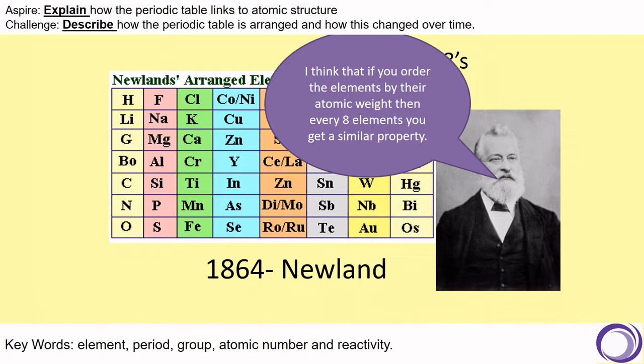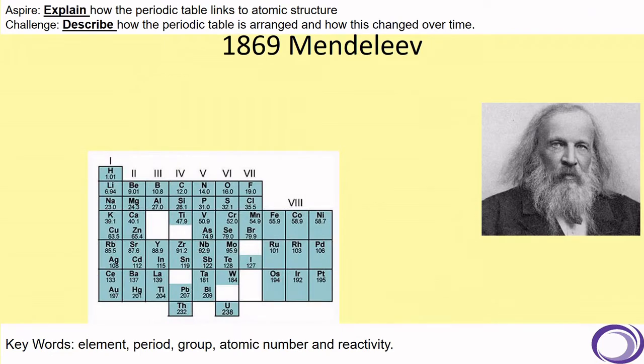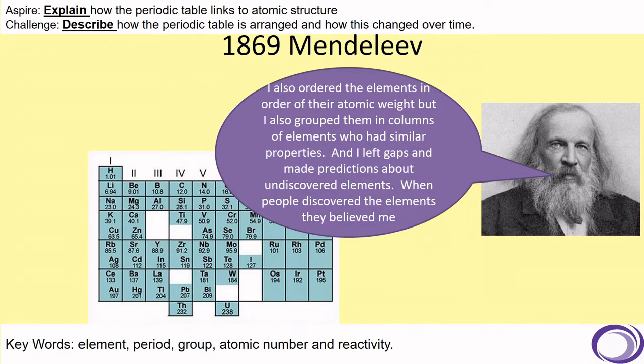Now then we have our third scientist. So we've got Mendeleev. Mendeleev ordered the elements again in order of their atomic weight. So all 3 scientists here have used increasing atomic weight. But here, I also grouped them in columns of elements who have similar properties. And I left gaps and made predictions about undiscovered elements. When people discovered the elements, they believed me.